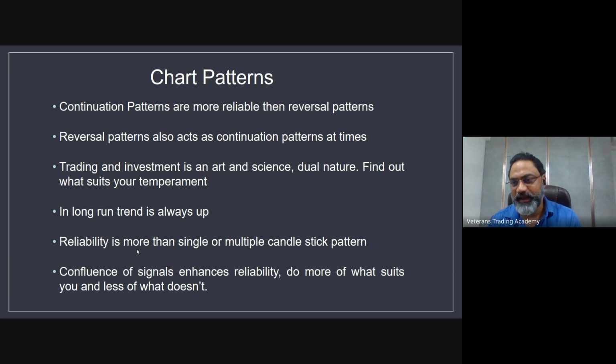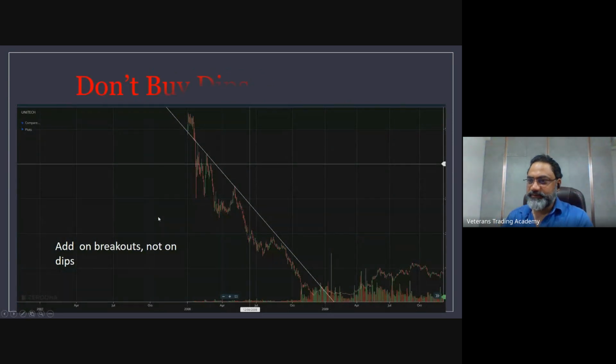But suppose it's a breakout, but volumes are not correlating with the breakout, then chances are the pattern may fail. So it's a confluence of signals which you have to see. It's not always one thing, it's always multiple things which you have to see, and that will help you out. So I will just cover a few things which I think are very important.